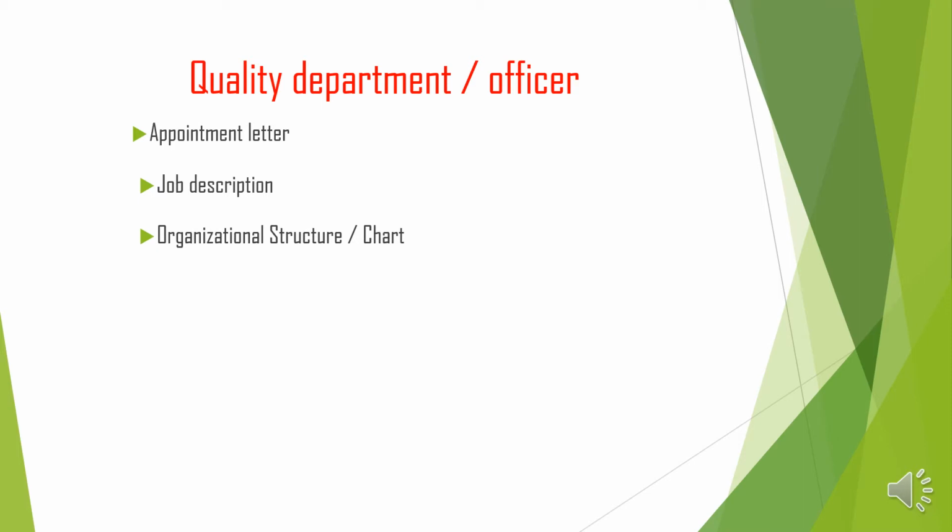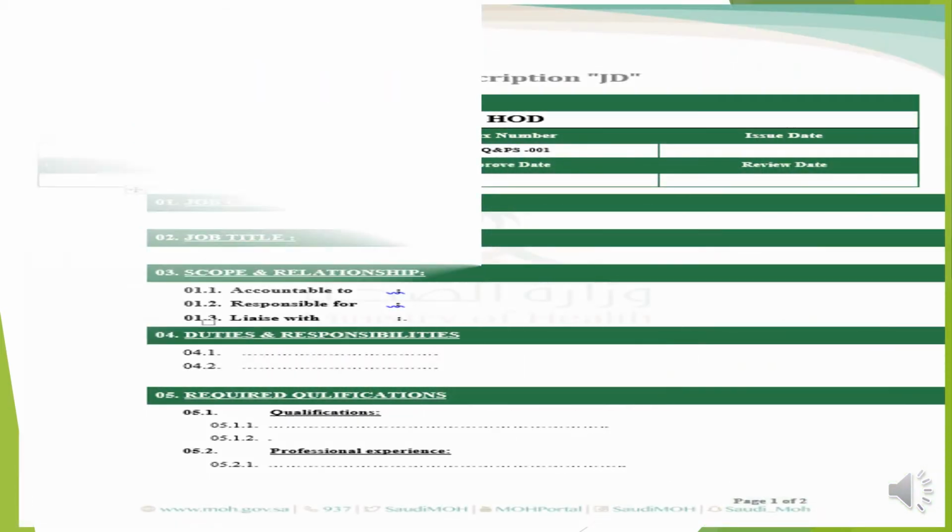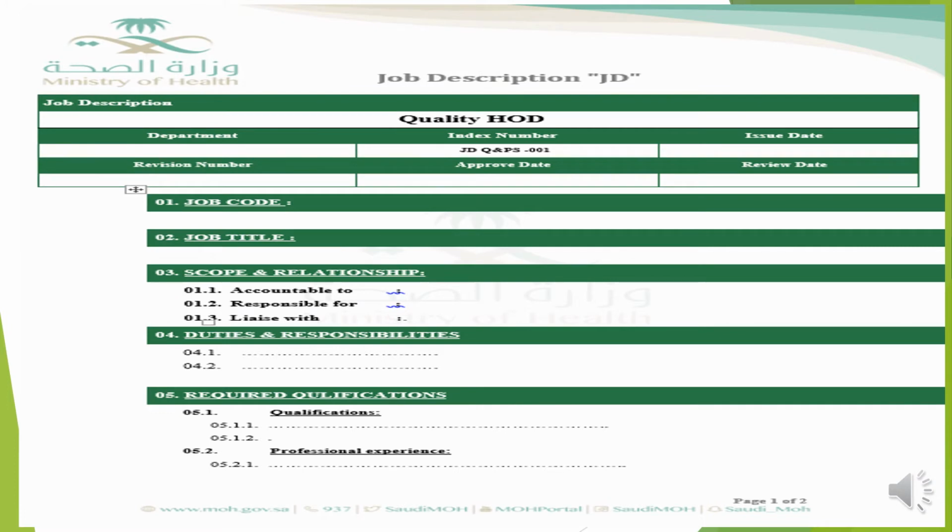What's the organizational structure? We will explain it in detail. You have to make an organizational structure for your department. So number one is the job description. I'm going to offer you here a very simple form for a job description. You have to put the title of the hospital, the logo of the hospital if you have one, then you have to fill all of these spaces.